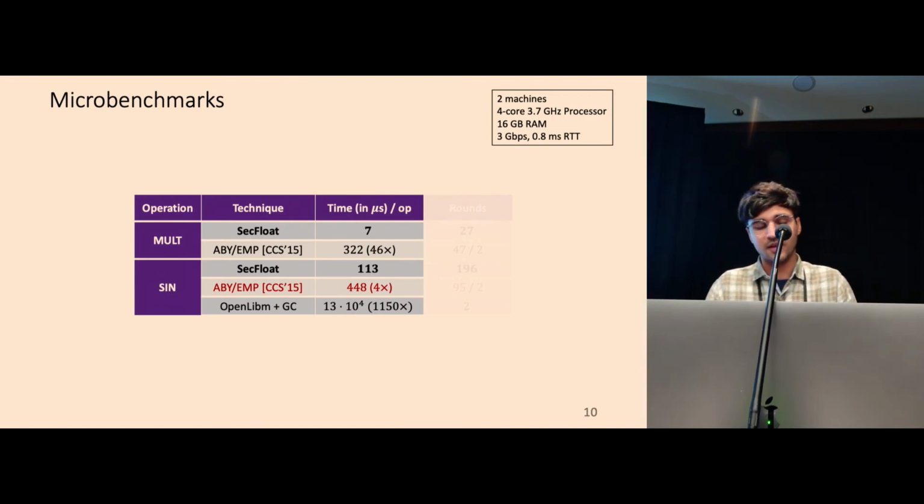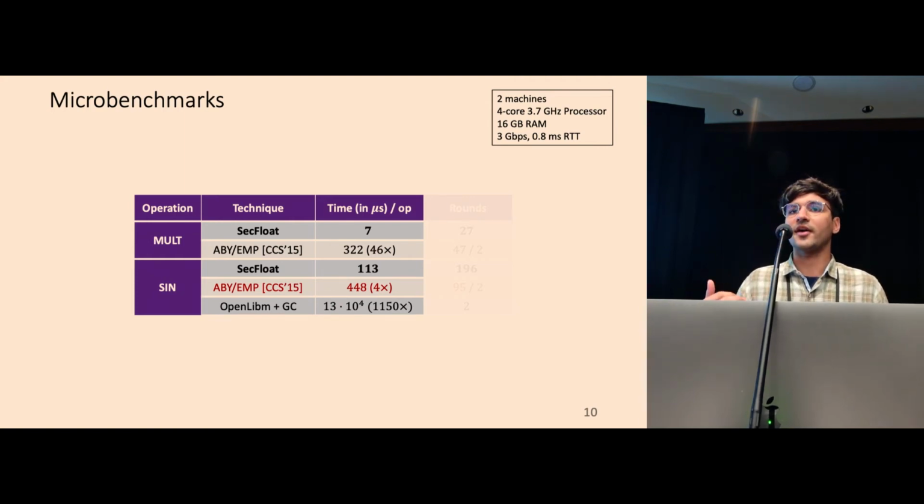So first, let's look at the micro benchmarks. I have the micro benchmarks for a primitive operation, which is multiplication, and a math operation, which is sine. And here, first, let's look at the black rows, which represent the precise works. So here, for multiplication, we have a 46x improvement in runtime. And for sine, the improvement is 3 orders of magnitude compared to the precise baseline. And in red, I have the imprecise baseline over which we still have 4x improvement.